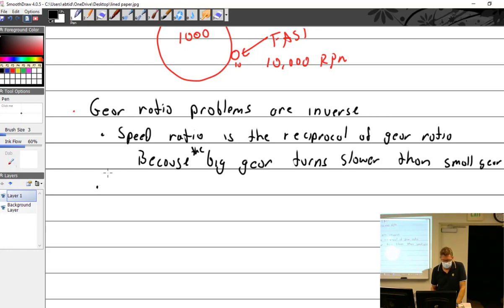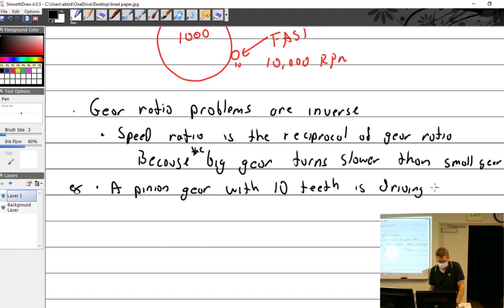Okay. Here's my example. A pinion gear. They say it like a pinion gear and a spur gear, and it's like, wait a minute, I don't know what a pinion gear is or what a spur gear is. They're two different gears. The pinion is usually the small one and the spur, I think, is the big one. But it's not important. It's just a gear with 10 teeth driving a spur gear with 40 teeth.